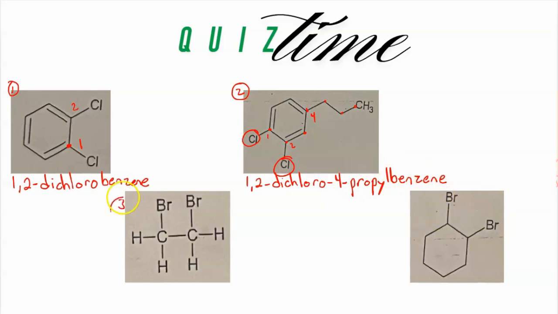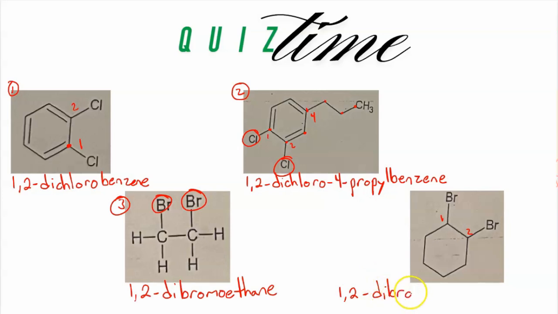All right, third example. Here we have ethane, and we have a bromine on both 1 and 2. So we're going to name this 1,2-dibromoethane. And over here, be careful, this isn't a benzene ring. We've got a 6-carbon ring, so that is cyclohexane. And we have a bromine on, we're just going to call it 1 and 2. So we have 1,2, again, like the previous one, dibromo. But in this case, cyclohexane.